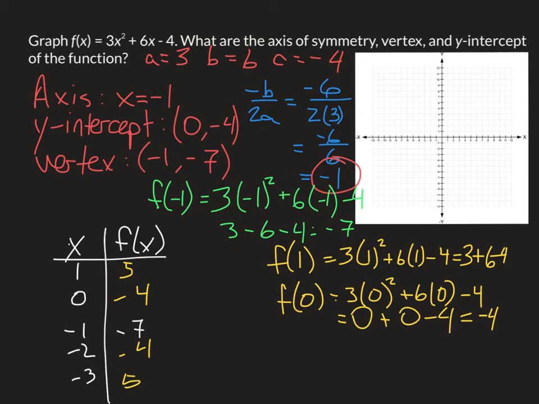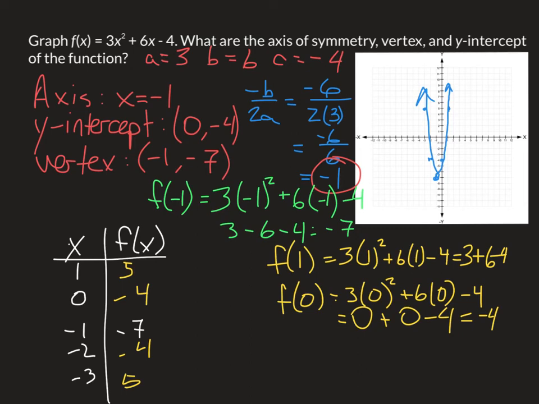All right, let's graph these points. So we have a point at negative 1, negative 7. It's right there. I have a point at 0, negative 4, as well as at negative 2, negative 4. I have a point at positive 1 comma 5 and at negative 3 comma 5 as well. And so we can use these 5 points to draw in my parabola. And there it is. So that's the graph of the parabola.